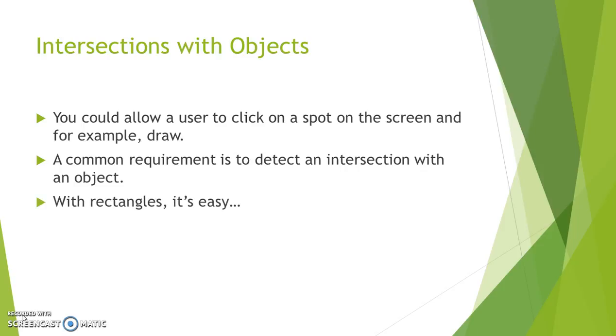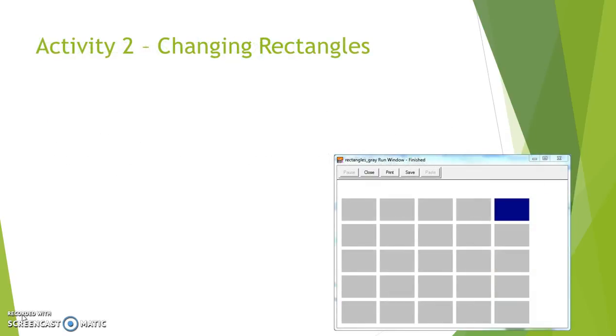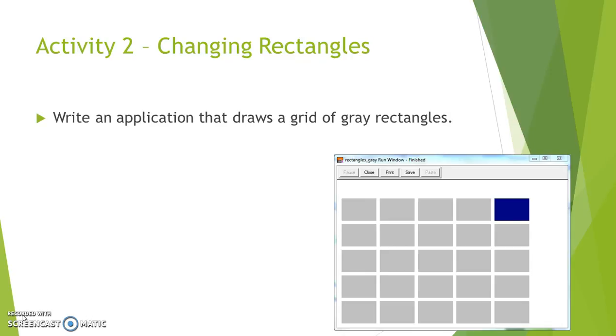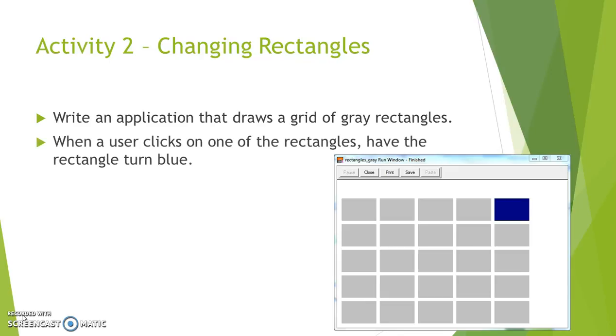And with rectangles, that's pretty easy. So for activity 2, what I'd like you to do is take your rectangle array algorithm that you did previously and write an application then that detects when a user clicks on one of these rectangles and turns the rectangle colored blue. And if any of you are looking for a little more of a challenge, it's a far more interesting problem to detect when the user clicks on a circle.